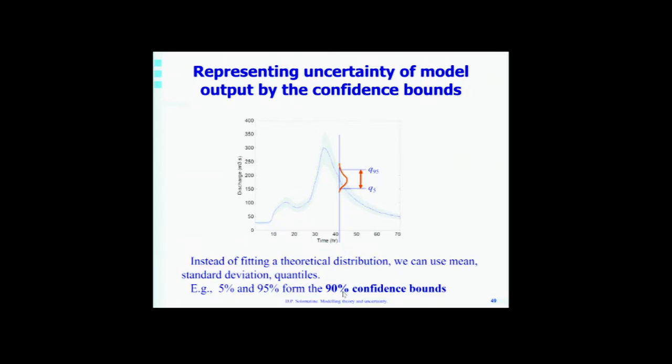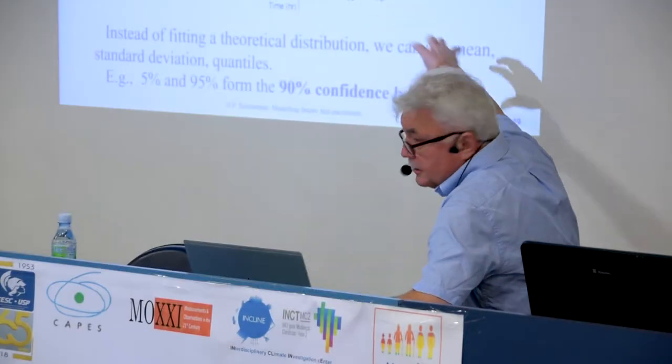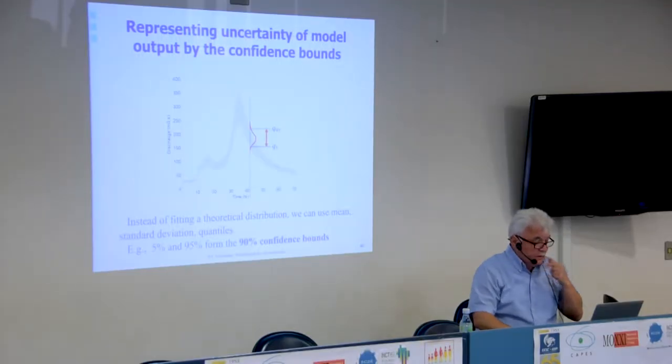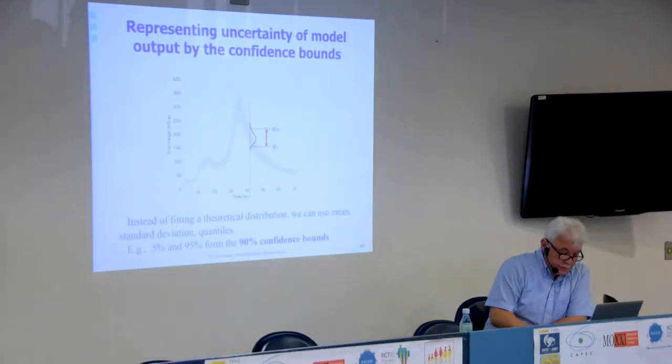So 90% is called the confidence interval, in percentage, and the resulting interval is called confidence bounds. This is the interval between the 5% and 95% quantile of this distribution for every time step. When we put these gray intervals on top of each other, you get this gray output. So that's what we get.